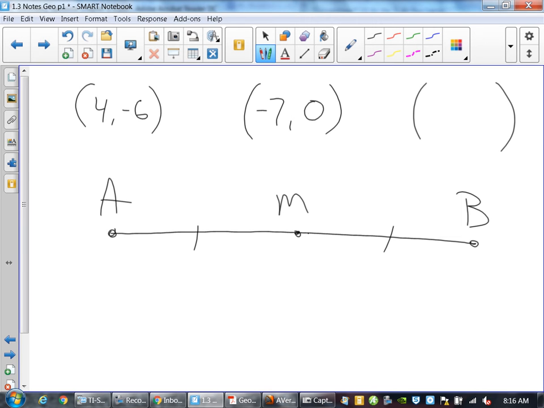Well, let's figure this out. I don't know off the top of my head. I might have to trust you guys. So we ask these questions. From 4 to -7, do you go up or do you go down? How many? 11. What's 11 less than -7? -18. Going from -6 to 0, up or down? Up 6. What's 6 more than 0? 6.